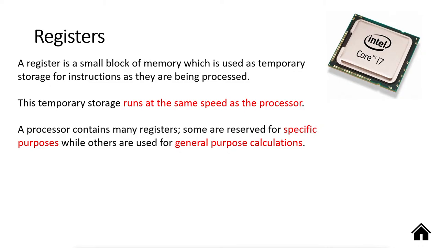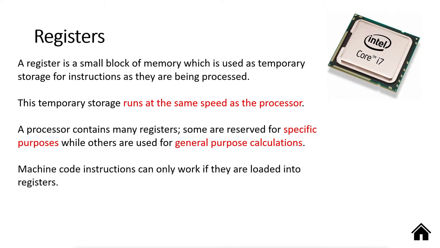The processor contains many registers. Some are reserved for specific purposes, so they're called special registers, and some are reserved for general purpose calculations. Machine code instructions can only work if they are loaded into registers. That's why having lots of RAM is often beneficial, because you can load lots of things from secondary storage into RAM, and then your CPU doesn't create a bottleneck, because secondary storage retrieval is incredibly slow, even if we're using solid state, that could be M.2 or solid state memory.